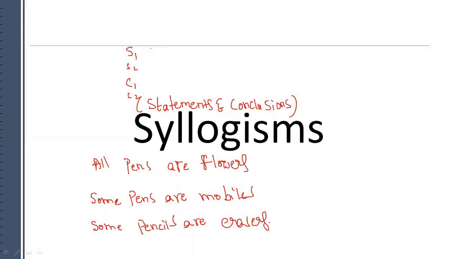If statements, whether they are two statements or seven statements or five statements, however many, are speaking about boys and girls, and the conclusion they have given is with respect to pens and flowers, that conclusion will never be true. Why? Because if something is not said in the statements, you can't conclude anything from those statements regarding the unmentioned terminology or words.